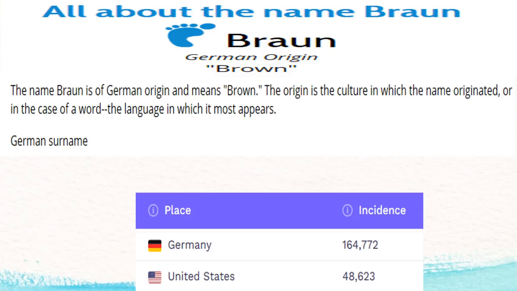Now, this is a German surname that many people may not even think about in terms of relating to phenotype, but this particular name, Braun, actually means brown, and so that's another variation that serves as an indicator of brown phenotype.